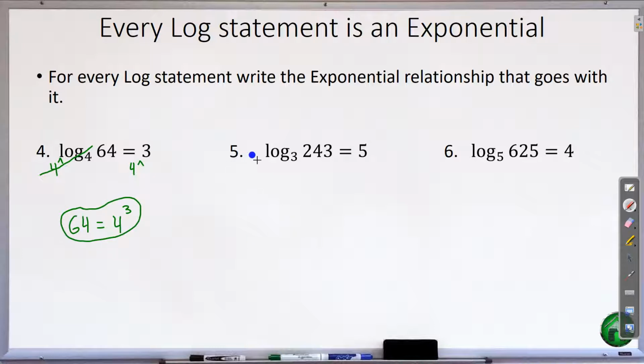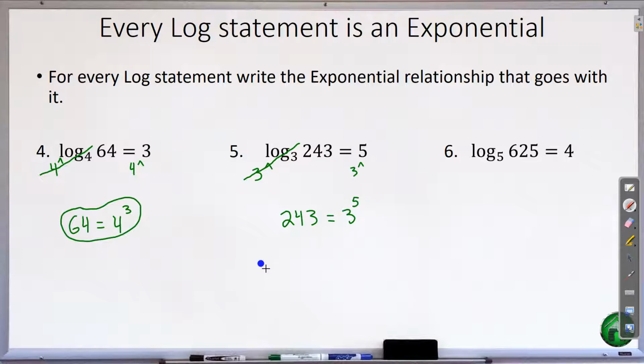All right, next, I want to get rid of a log base 3. So that means I'm going to take 3 to the power of that side and do it to the other side. So the definition of log means that a log base 3 and another base of 3 exponential cancel each other out. I'm left with 243 is equal to 3 to the power of 5.